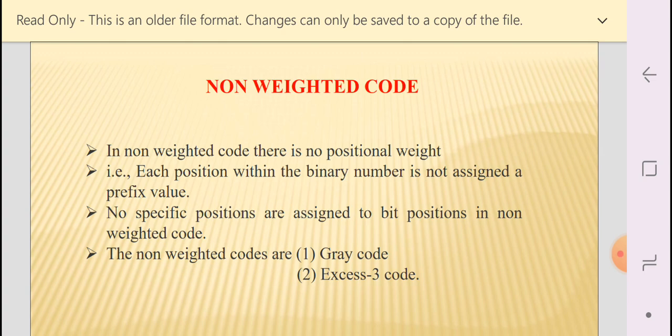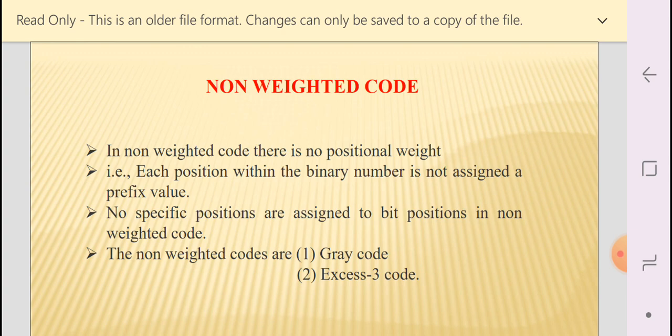Now what is non-weighted code? You can understand that it is just the opposite of the weighted code. In non-weighted code there is no positional weight, right? That is the main difference between the weighted code and non-weighted code. It has no positional weight. Each position within the binary number is not assigned a fixed value, and no specific weights are assigned to bit positions in non-weighted code.